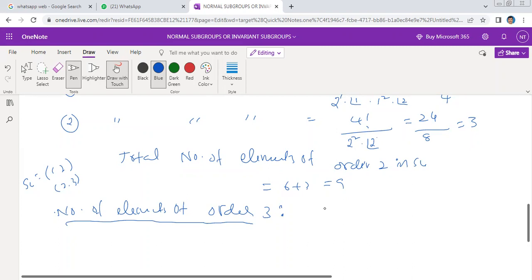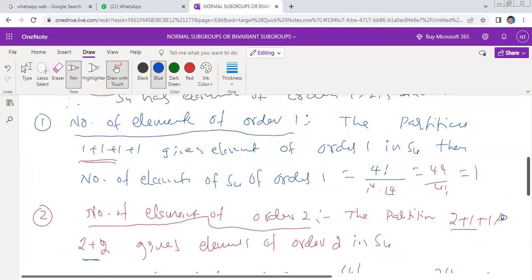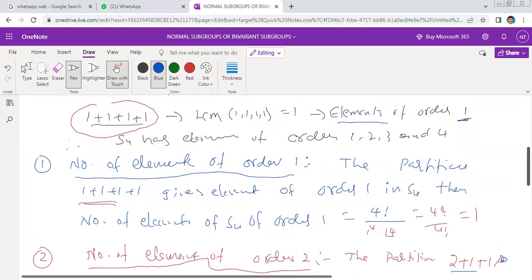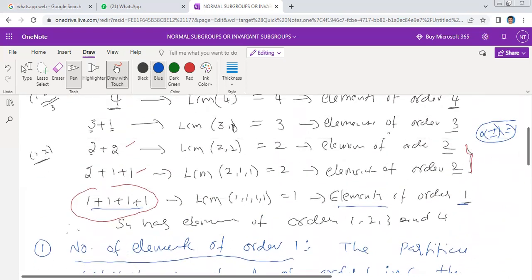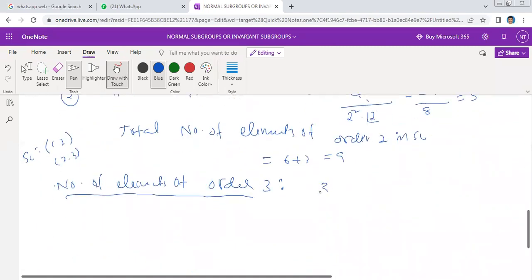Partition is actually what? 3 రావడానికి ఏం తీసుకున్నానో చూడండి నేను. 3 plus 1. Look here, this is 3 plus 1. Order 3 రావడానికి ఉన్నటువంటి partition ఏంటిది? 3 plus 1. So that I can write 3 plus 1. 3 plus 1 partition ఎలా రాయొచ్చు అంటే this is equal to 4 factorial by 3 is repeated only one time.